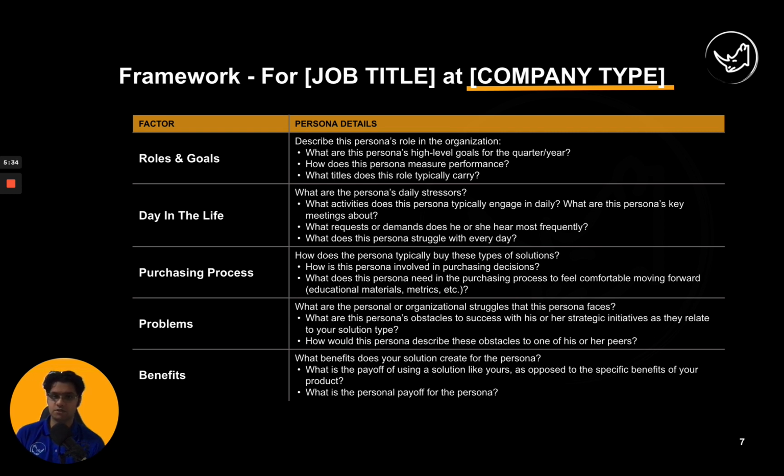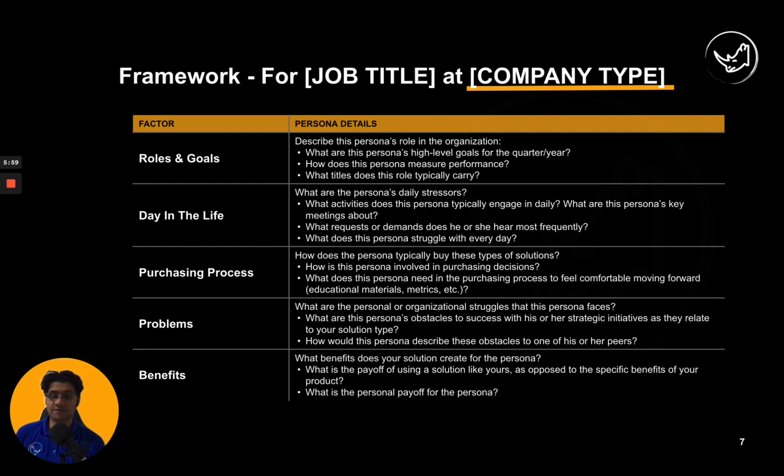Is it going to help them save time? Is it going to help them gain more money? Is it going to help them gain more insight? But really try to quantify the benefit if you can, right? So I highly encourage you to utilize this framework. There's a bunch of other frameworks out there. This is the one that we use internally, and it's nice and simple, but it'll help you get started.